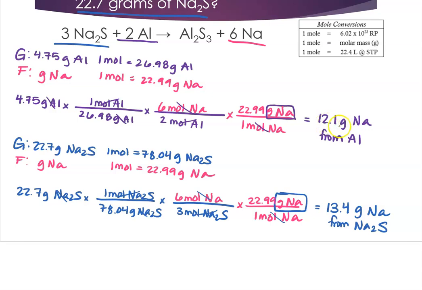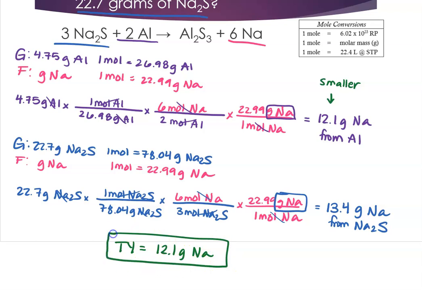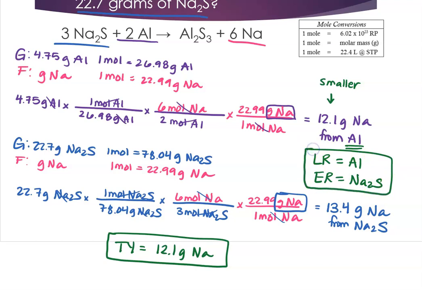Okay, so I've done both of my conversions. I get 12.1 grams and 13.4. 12.1 grams is the smaller value, so the 12.1 grams is going to be my theoretical yield. 12.1 grams of Na is the theoretical yield because it's the smaller value. The limiting reactant is going to be aluminum because Al is what produced the 12.1 grams. And then Na2S produced the bigger number, so the excess reactant here is going to be Na2S. So the LR is Al, the ER is Na2S, and the theoretical yield is 12.1 grams of Na.